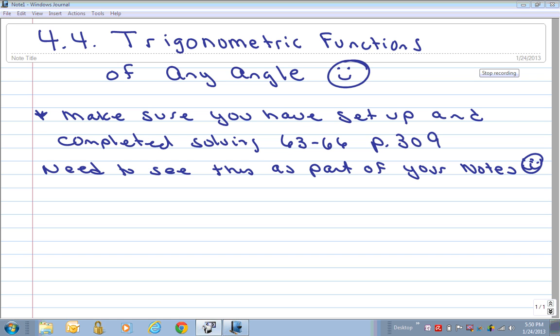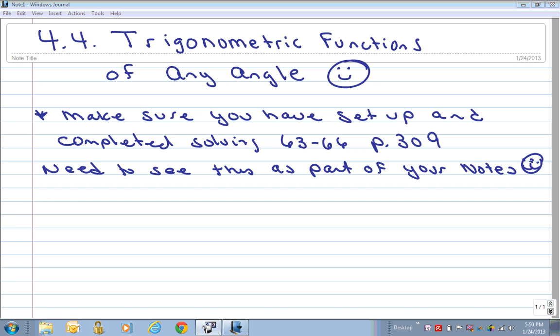Class, this is 4.4, trigonometric functions of any angle. In the past, we dealt mostly with special angles, and we are still going to have some cases where we'll be using special angles. We even have an example of that today. But often now, it may not be a special angle. It may be an angle that is not one of our familiar angles from our chart.